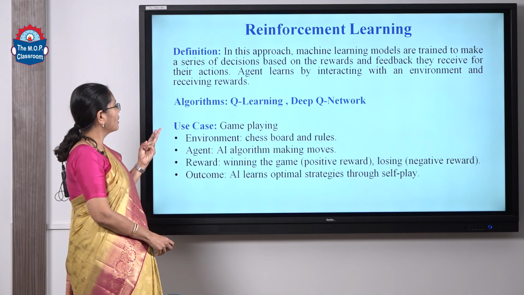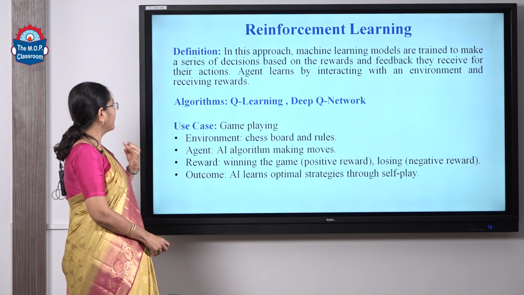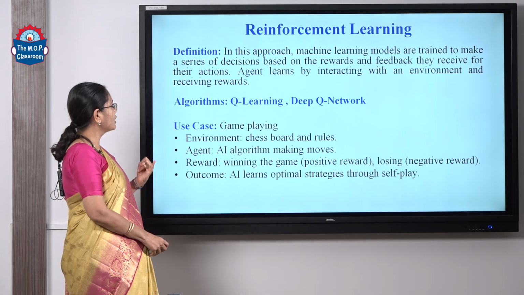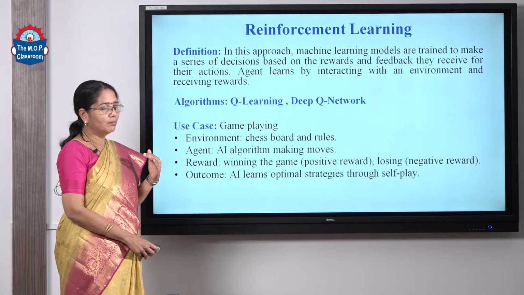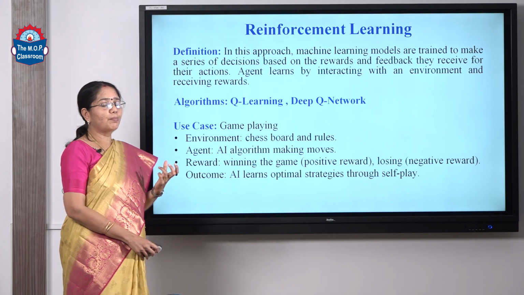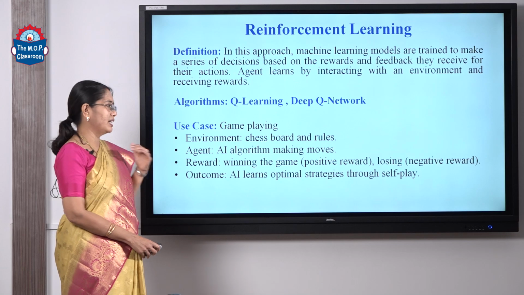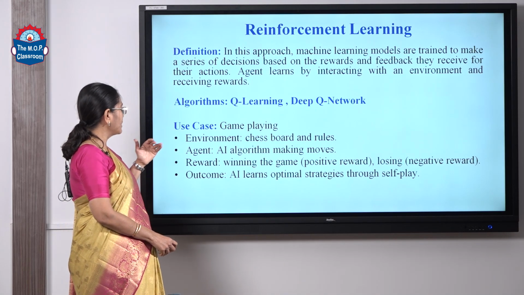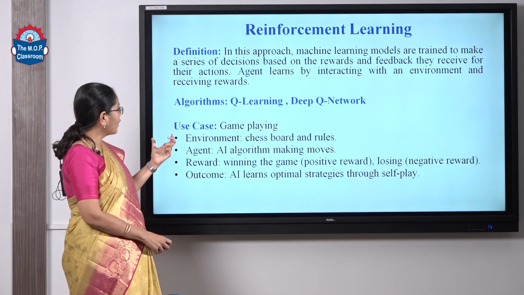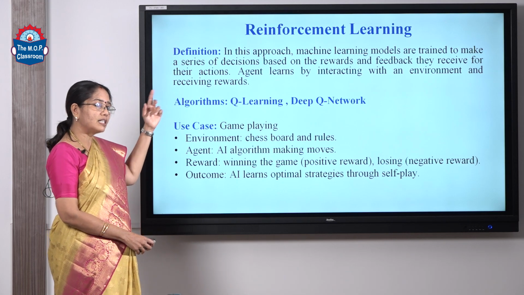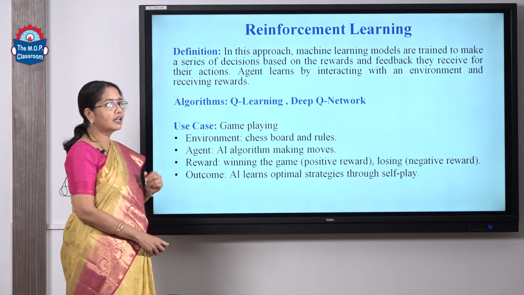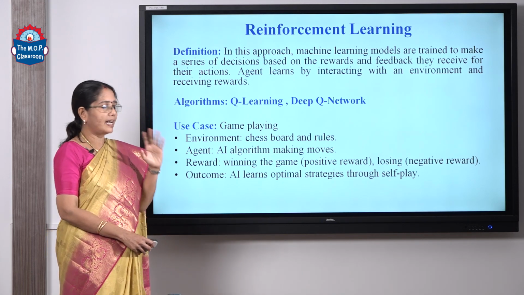So, here we have two important concepts, agent and reward. The agent is the one who is going to perform the algorithm, and based on the actions performed by the agent, rewards will be given. One example for this is game playing, and the algorithms that can be used for reinforcement learning are Q learning, deep Q network, etc.